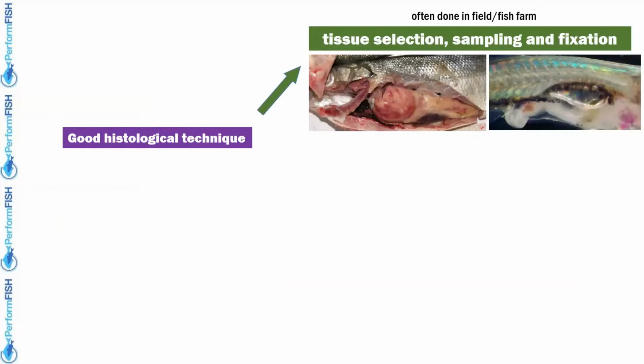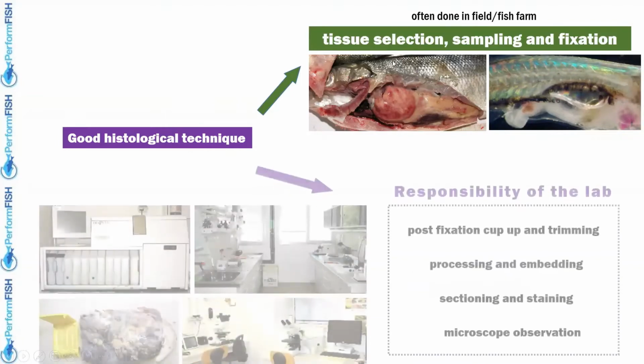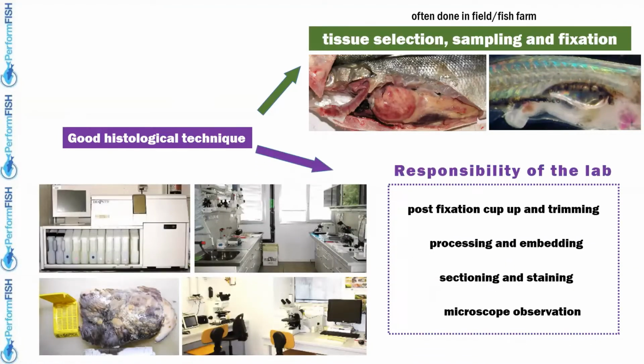And so a good histological technique involves, therefore, several steps, some of which, such as tissue selection, sampling, and fixation, are done in the field by vets or pharma technicians. So this operator should be prepared, because the quality of their work will invariably be reflected in the obtainable results. For the other steps, the responsibility is generally devolved to a lab. Of course, they are equally important to the outcome.